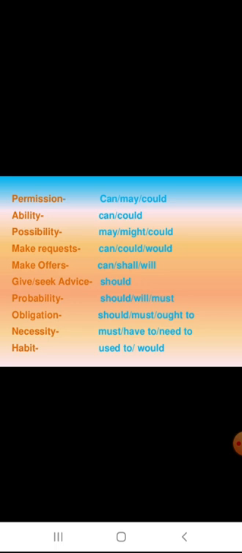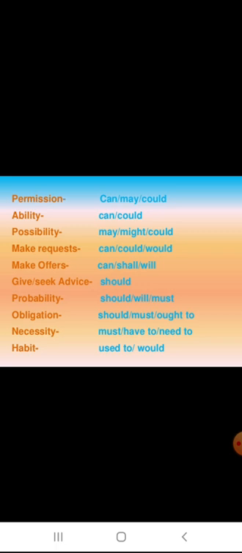Then for permission, if you are seeking permission, we can use can, may, could. Ability, we can use can or could. Possibility, we can use may, might, could. Make a request: if we are requesting someone, we can use can, could, would. These are polite words. Make offers: can, shall, will.